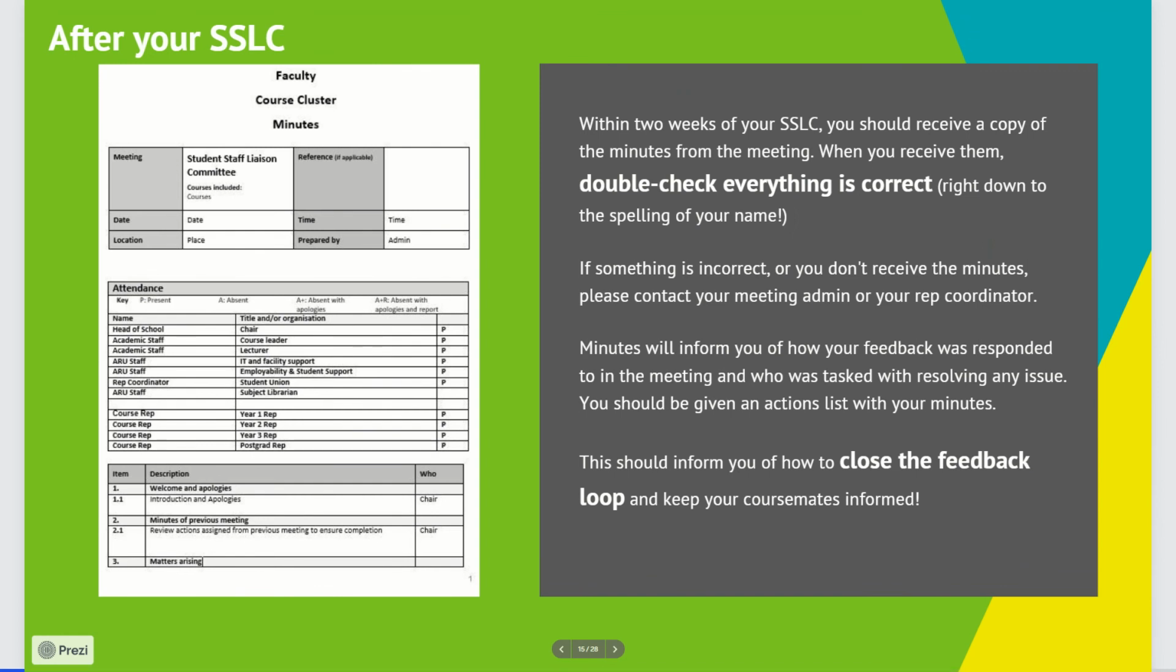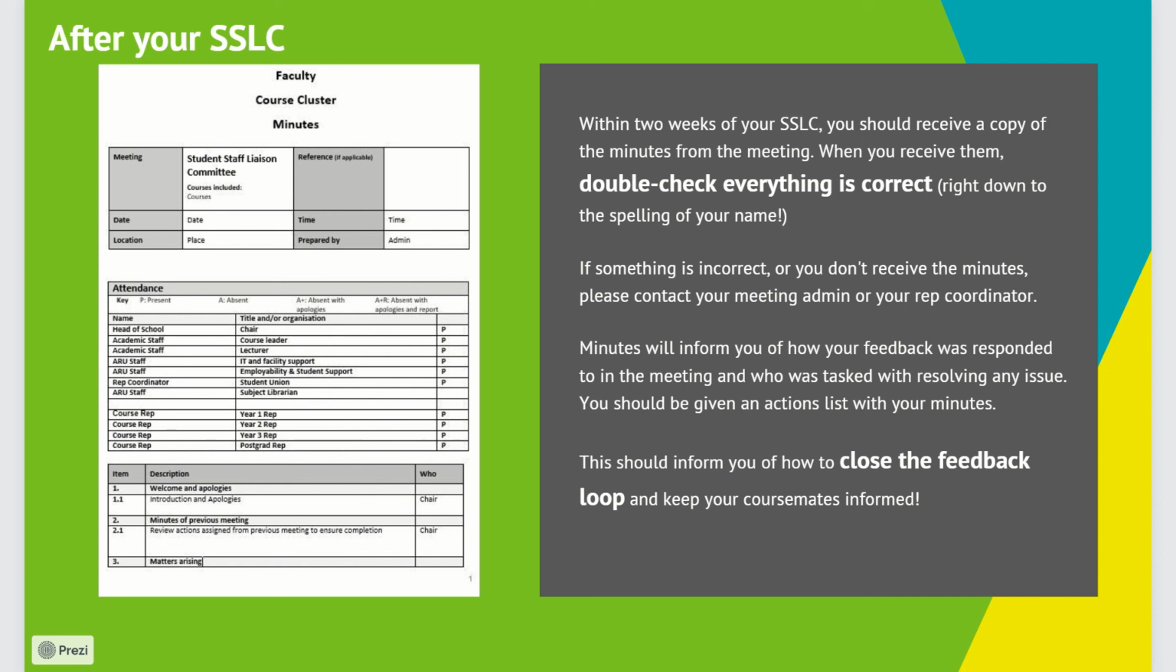So, after your SSLC, you've gathered your feedback, you've attended your SSLC, what now? Within 2 weeks, you should receive a copy of the minutes from your meeting. When you receive them, read through them and make sure everything is correct. If you don't receive any minutes or you find an error, please contact your SSLC administrator or your rep coordinator. These minutes will inform you of who was tasked with resolving any issues that you raised during the meeting, and you should be given an actions list along with your minutes, which will list everything that was agreed upon during the meeting.